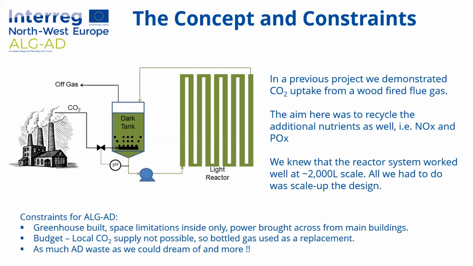So in terms of the concept and the constraints, on the screen here you can see a very basic diagram of the technology that we employed. So what we've got here is a light phase reactor, or a light reactor as we've called it, which is essentially a series of vertical tubes which are transparent, and they're all linked together such that they form essentially a large serpentine type reactor. We then use a tank, which is called here the dark tank on the screen, and we basically recirculate the contents of the tank through the light reactor and back to the tank again.